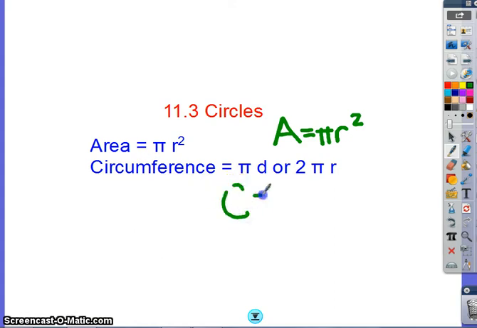It's a big C is equal to, and you can choose which one of these two formulas you would like to use. On the formula quiz, you'll be able to choose which one to write down, or you can write down both. But you should also know both of them: pi d, which is also equal to 2 pi r. So those are your formulas for today.